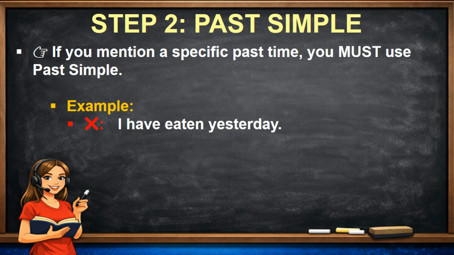Example: this sentence is incorrect. I have eaten yesterday. But this sentence is correct. I ate yesterday. Easy so far, right?